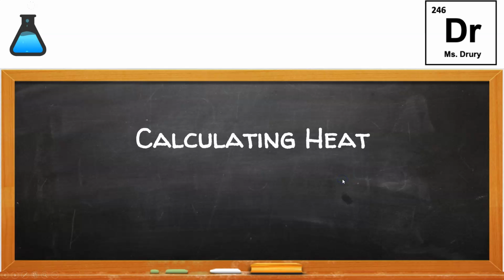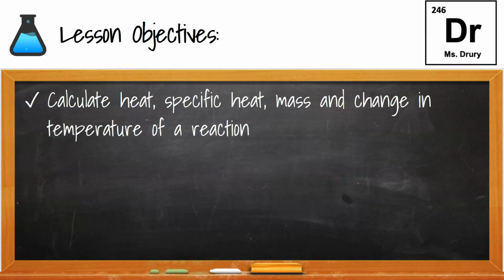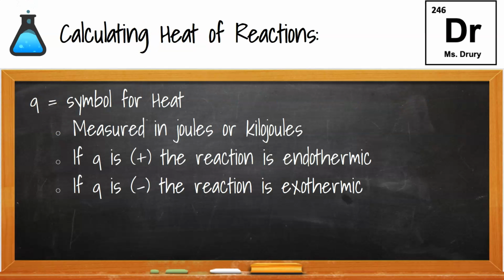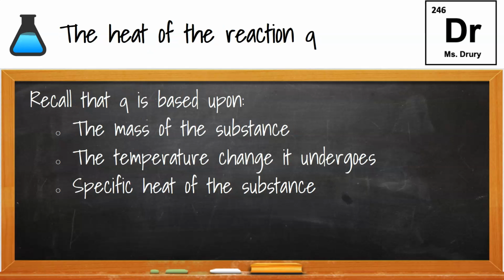In this video, we're going to calculate heat. By the end of the video, you should be able to calculate heat, specific heat, mass, and change in temperature for any reaction. The heat is given by the symbol Q, and it's measured in joules or kilojoules. If Q is positive, it's an endothermic reaction, heat's going into the system. And if Q is negative, it's an exothermic reaction, Q or heat is leaving the system.